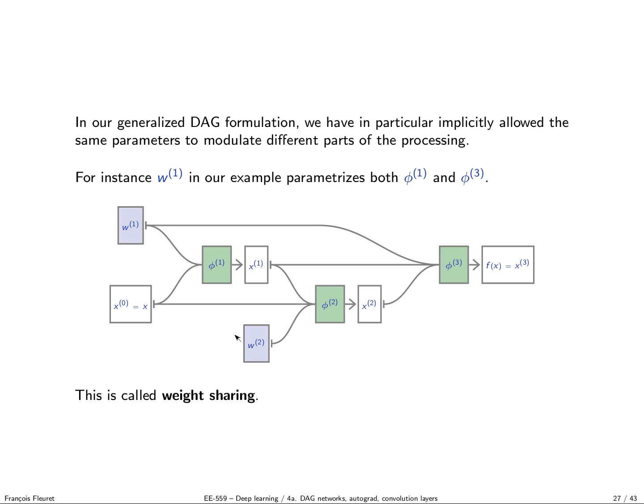Something which is implicit in what I have described, which is a big deal in some frameworks but here is completely natural, is weight sharing. In our generalized DAG formulation, we have implicitly allowed the same parameter to modulate different operators. For instance, this parameter was modulating both the value of phi1 and the value of phi3, which means that when we applied the chain rule to compute the gradient with respect to the value 1, the chain rule had to go through both x3 and x1. This is called weight sharing in the neural network literature. It means that this operator and this operator are sharing the same weights.